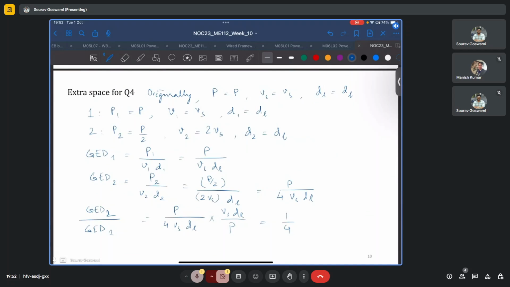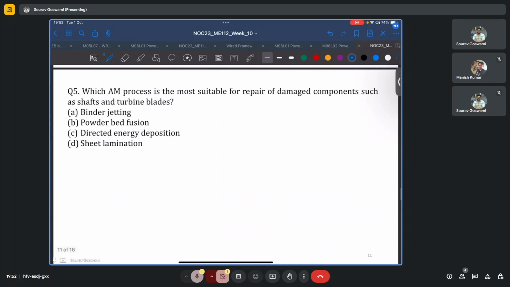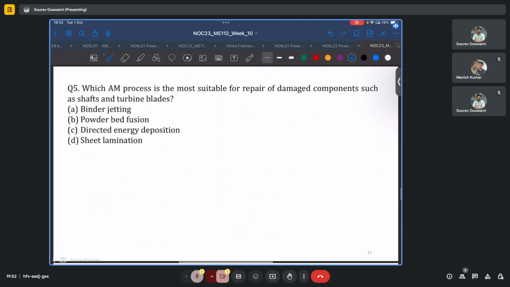And because of such a low global energy density, we may expect that the regions may be exposed to lack of fusion type of porosity. So we should be very careful while changing the process parameters, as most of them are interconnected and cannot be changed arbitrarily, and changing them without proper thought may lead to such defects.